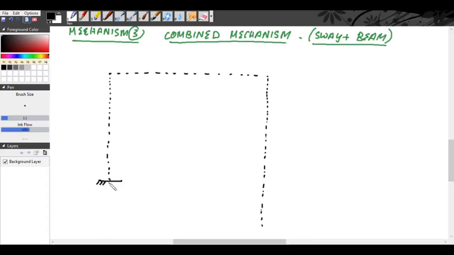So this is fixed A. Here you have a hinge D, B, C. There is a concentrated load W acting at B. Here the distance is 3 meter. CD, the distance is 4 meter.